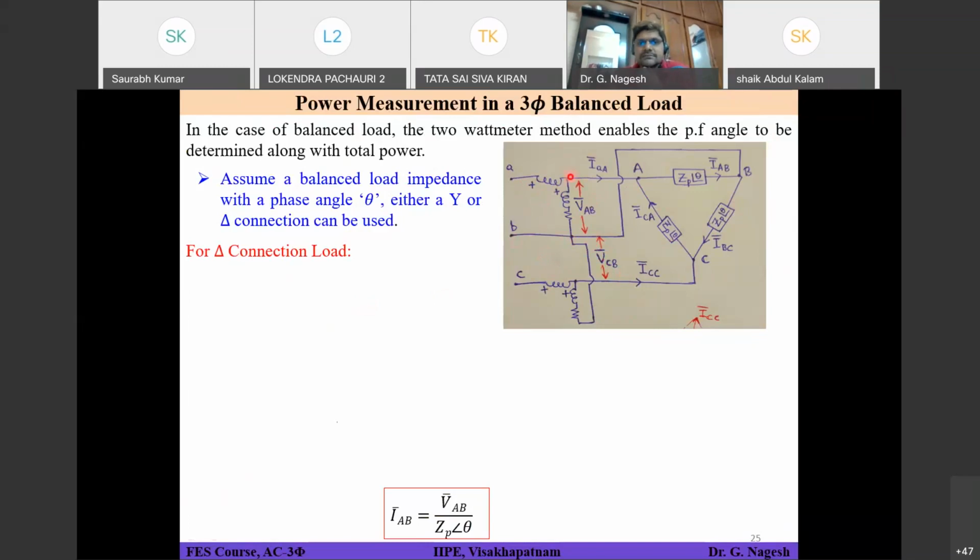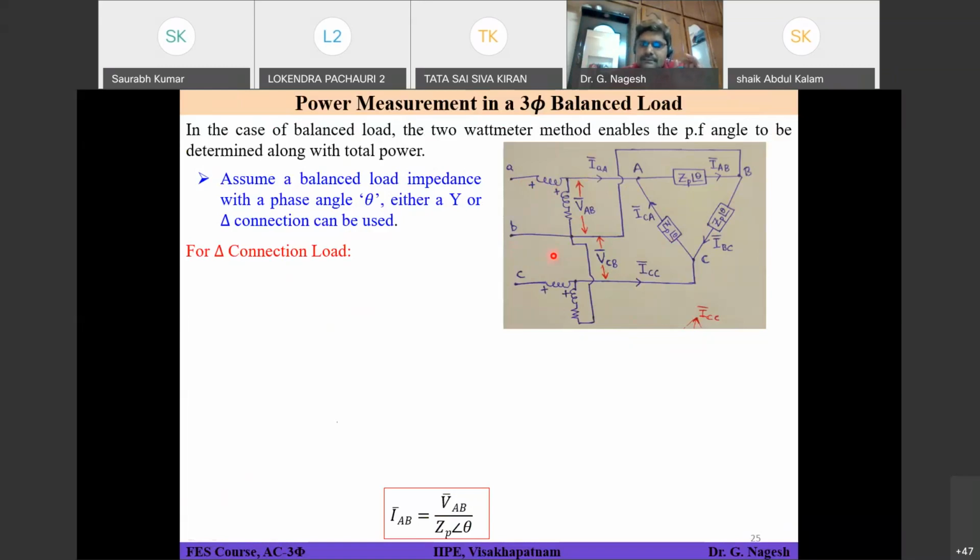What will be the expression for the reading of wattmeter W1? It is the magnitude of VAB into the magnitude of IAA into cos of the angle between VAB and IAA. If it's a balanced system, VAB is basically a line voltage. So can I represent this with VL?